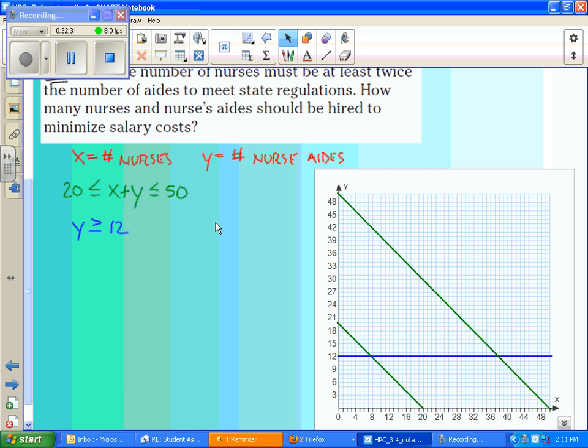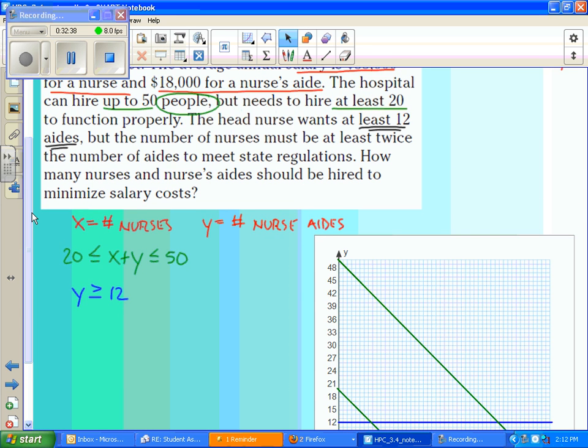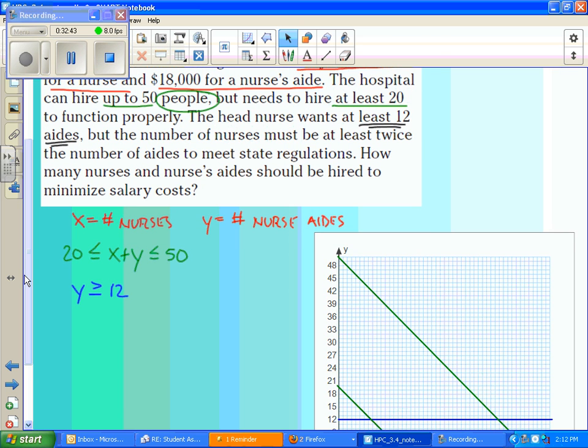Now, there's another constraint we could come up with right here because of the fact that it says we have twice the number of nurses as aides. So let me talk about how we would develop that one first. And it's a little funky when you read it. The number of nurses must be at least twice the number of aides. So it's meaning I want 2 times the number of nurses as I have aides. And it's easy to confuse it and read it the other way. But we want twice the number of nurses than aides.